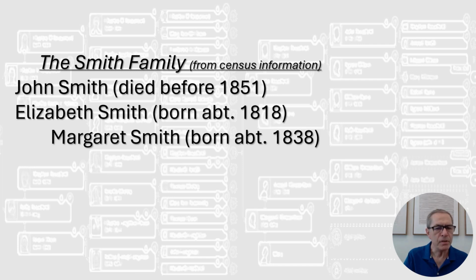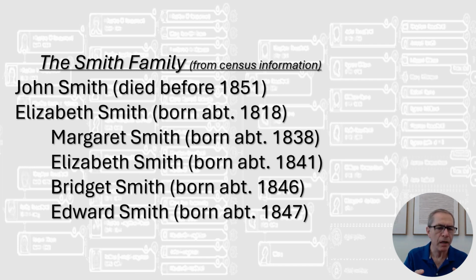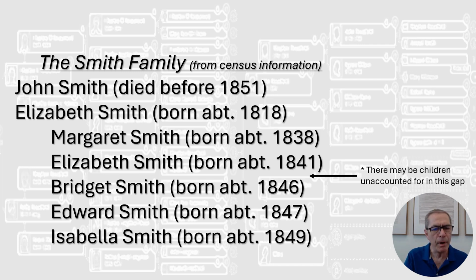And beyond census information, this is what I have. I have John Smith, who died apparently before the 1851 census. From the 1851 census, I can see Elizabeth Smith was born about 1818, and I have 5 children. Margaret born 1838, Elizabeth born 1841, Bridget born 1846, Edward 47, and Isabella 49.